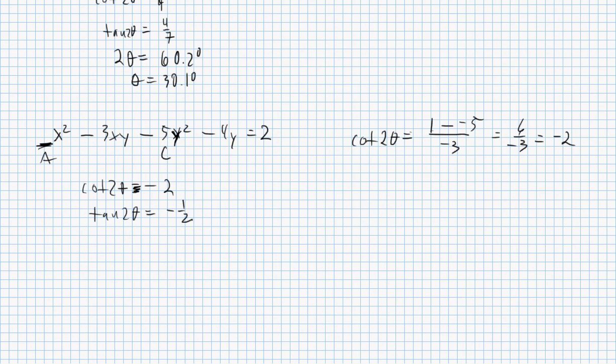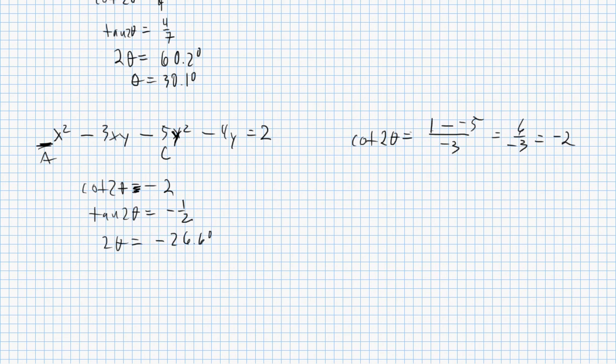So now what you do is you go ahead and you arctan negative 1/2. And I'm going to do shift tan, and that's negative 26.6 degrees. So 2 theta is equal to negative 26.6 degrees.